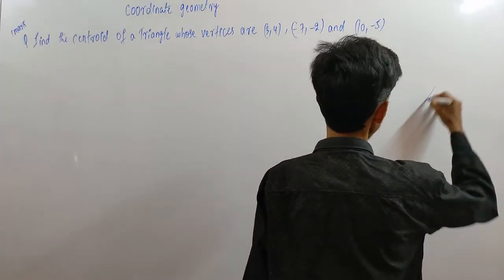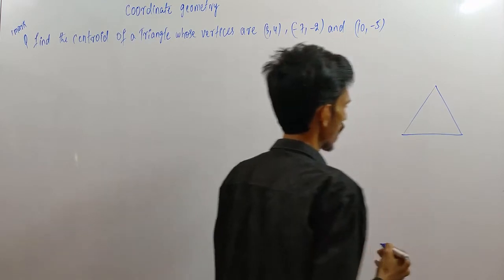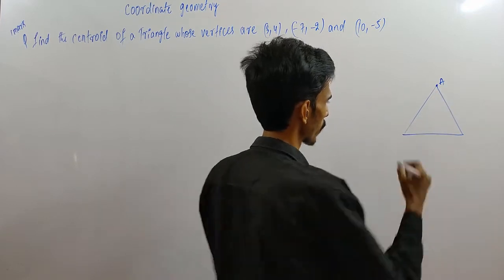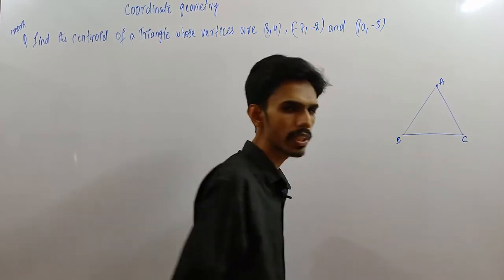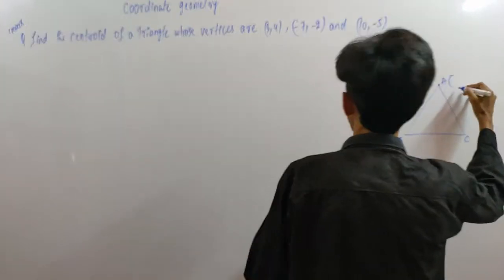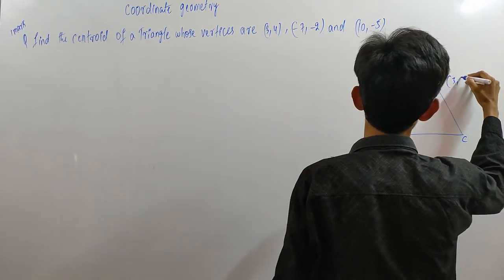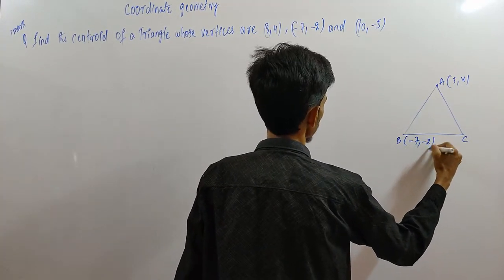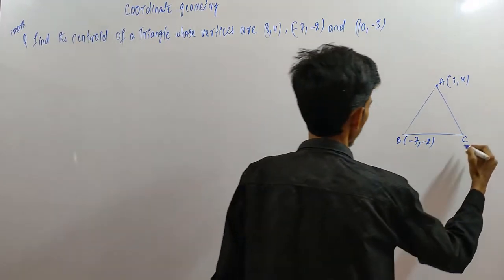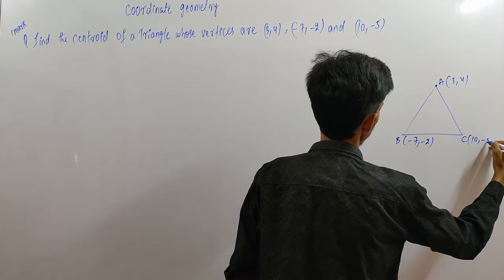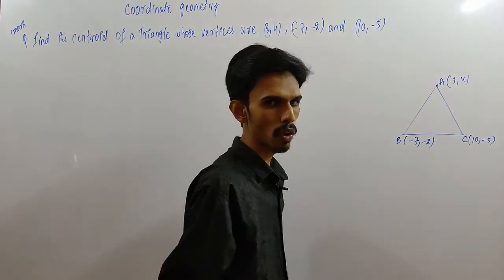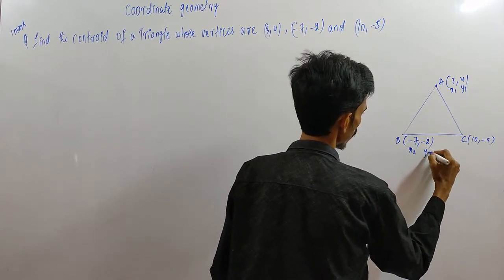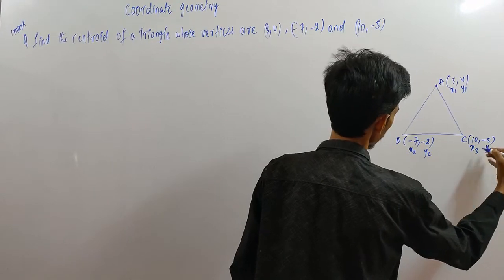Let me draw a triangle. Here we have a triangle. These are the vertices. Let us denote the first vertex as A, the second as B, the third as C. We have 3 vertices for the triangle, and let us take this vertex as A: (3, 4). Take this as B: (-7, -2). The last one is C: (10, -5). Let us denote them by (x1, y1), (x2, y2), and (x3, y3).